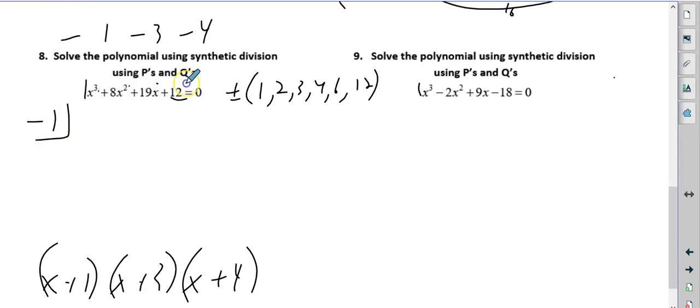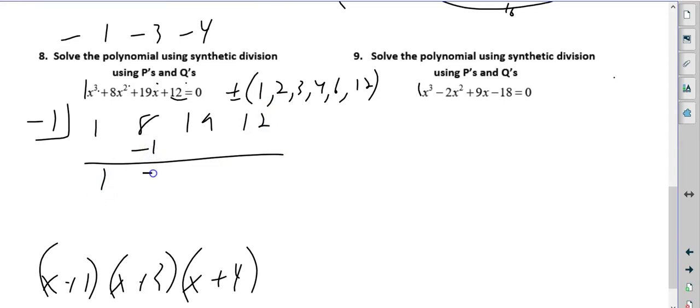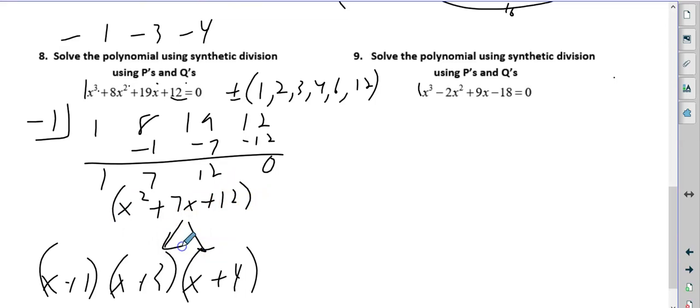I have 3, 2, 1, 0, 1, 8, 19, 12. Bring down the 1, multiply by negative 1. Add, multiply by negative 1. Add, multiply by negative 1. I get 0, which it should be. X squared plus 7x plus 12. Well, we already know what it's going to factor to. It's right there. X plus 3, x plus 4. And there's my answer. Okay.